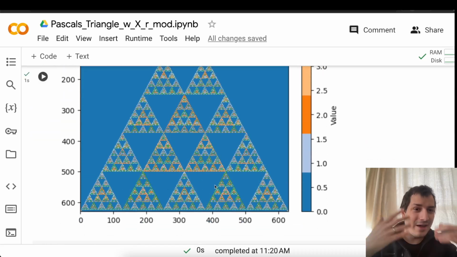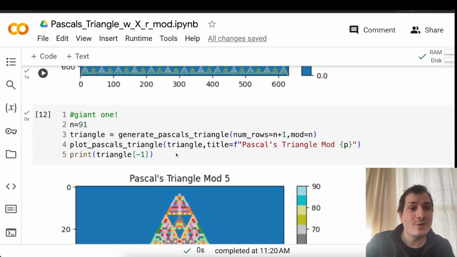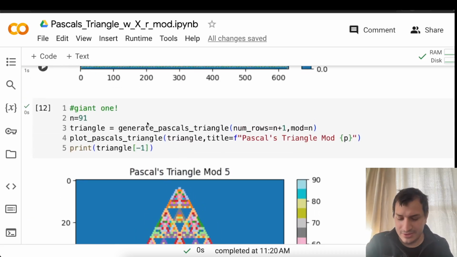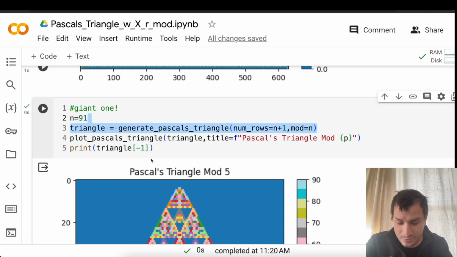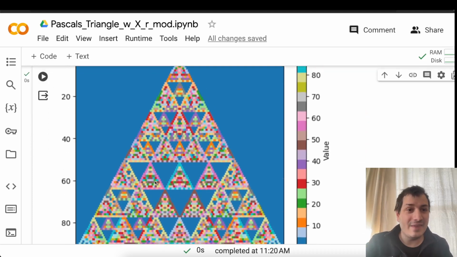And now that you have this code, you can use it to test if things are prime. And the way you test is you look at the nth row. So here is a test, n equals 91. Is 91 a prime number or not? Let's find out using Pascal's triangle. We make the triangle. We take the last row. So triangle of -1 gives us the last row. And then let's look at that value.